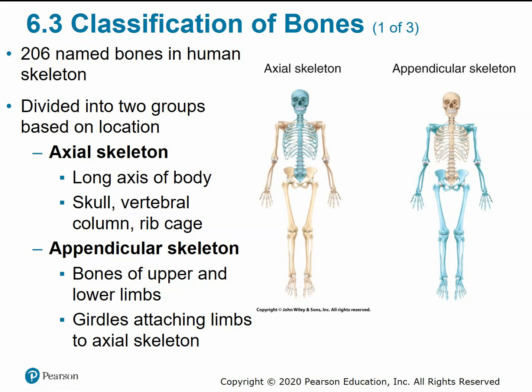There are 206 bones in the human body. For lecture, we won't focus on naming and learning all of the bones. You will do that in lab. But we can divide the skeleton into 2 basic groups. The axial skeleton is the head and trunk region, the central long axis of the body. The appendicular skeleton consists of the appendages, or the limbs, the arms and the legs.